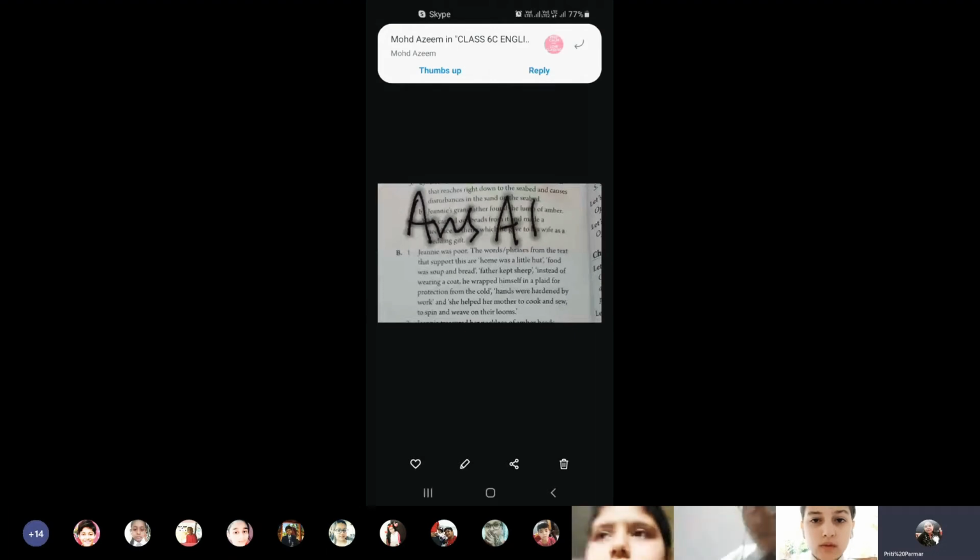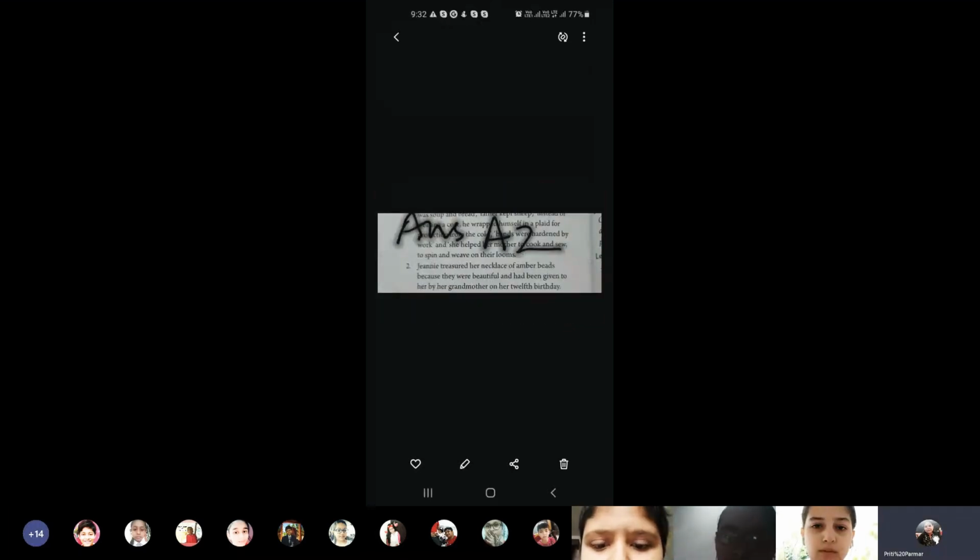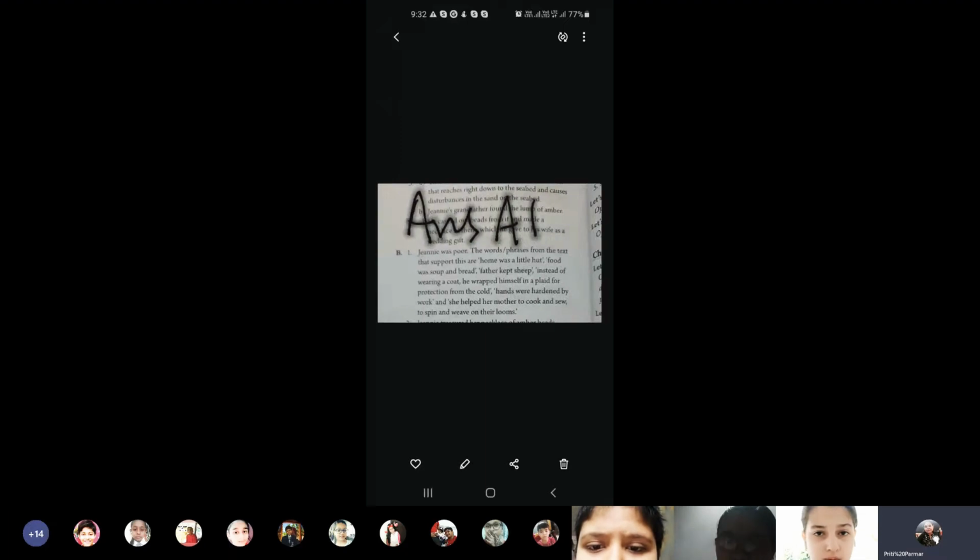The words that support this are, in inverted commas, "Home was a little hut," then "Food was soup and bread," then "father kept sheep," and "instead of wearing a coat, he wrapped himself in a plaid for protection from the cold," then "hands were hardened by work," and "she helped her mother to cook and sew, to spin and weave on their looms." All this is in inverted commas. So you'll write the words and phrases which indicate that yes, Jeannne was poor.